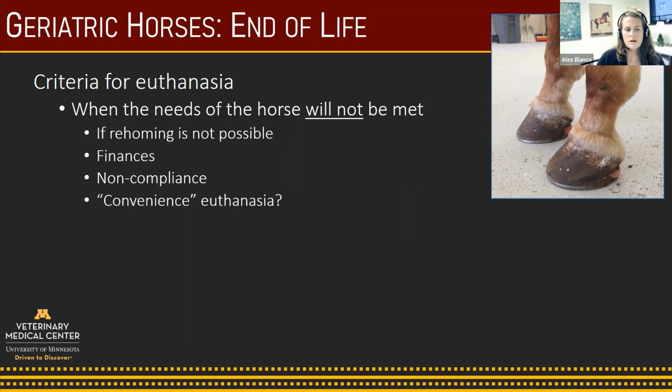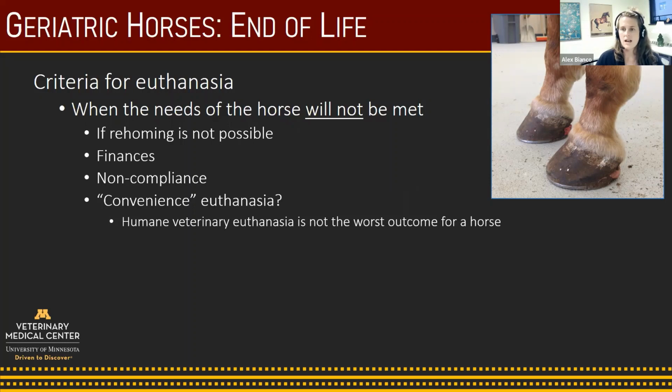However, one thing to remember is that humane veterinary euthanasia is not the worst thing that can happen to a horse. I would much rather euthanize a horse because an owner can't afford to feed them and no one wants them than to let them suffer. That is one thing that I always remember. Euthanasia is not the worst thing that can happen to us. And so that's something to consider.